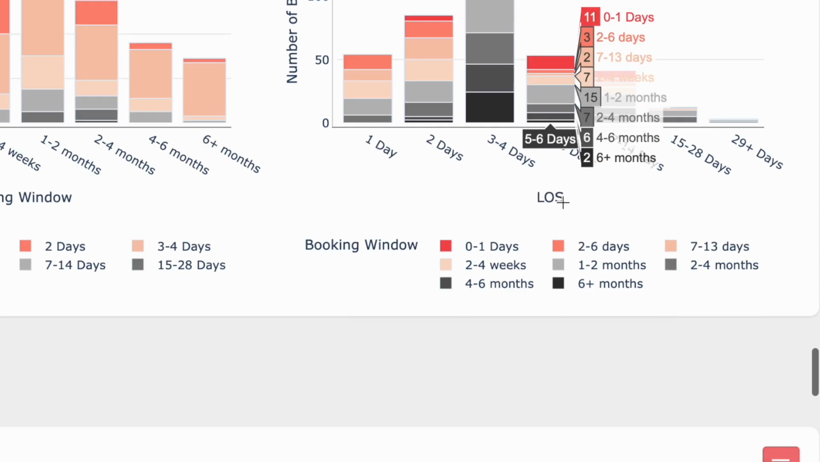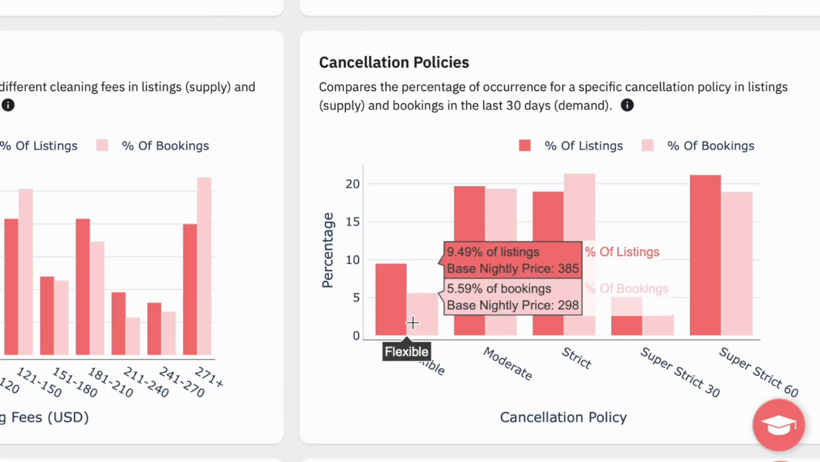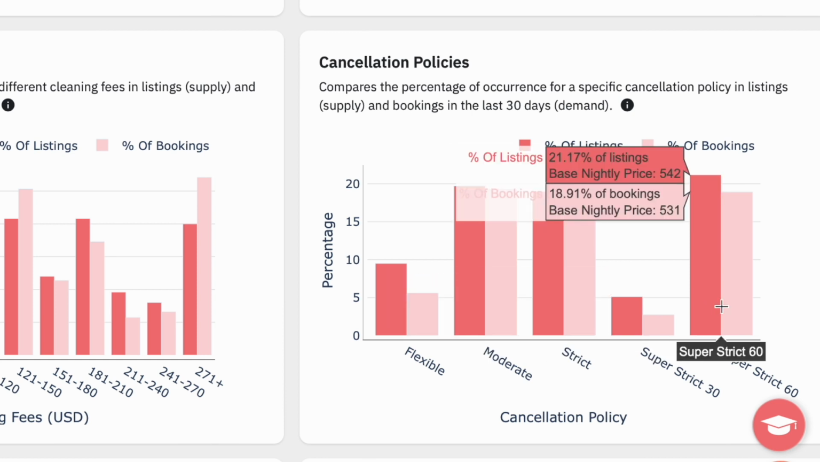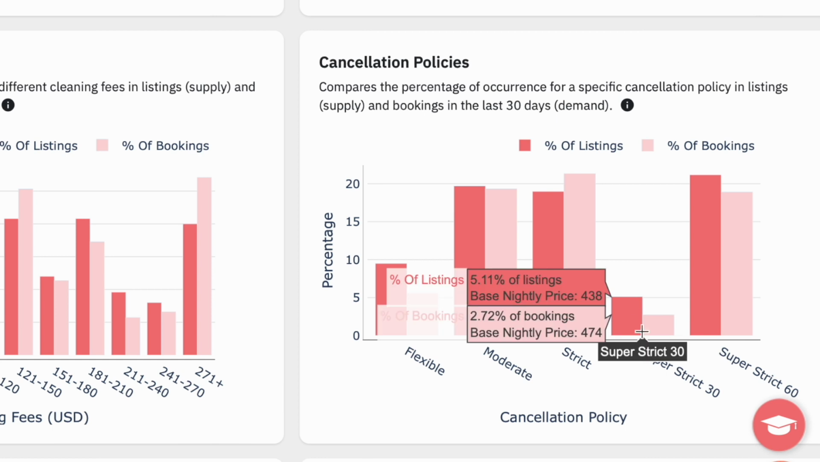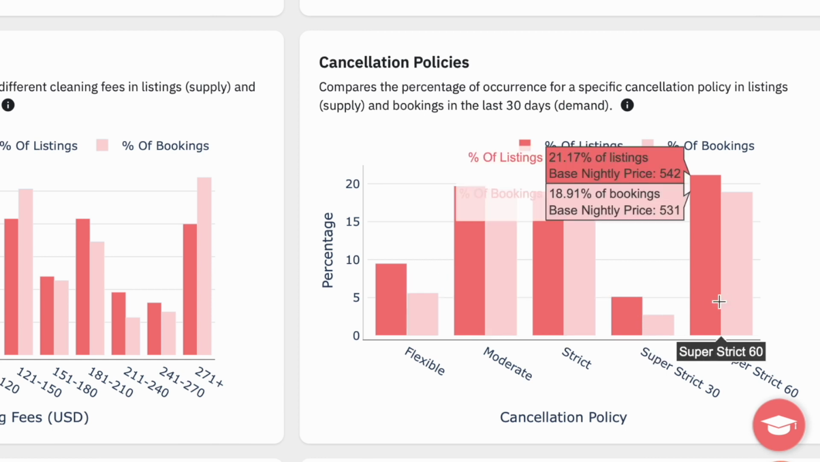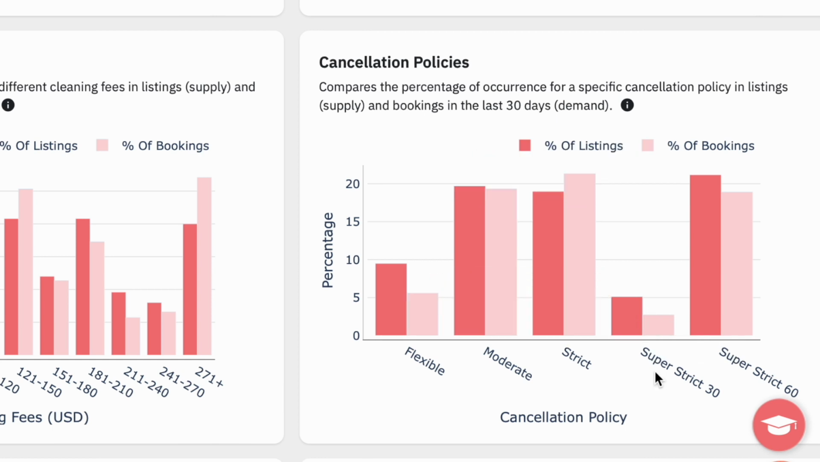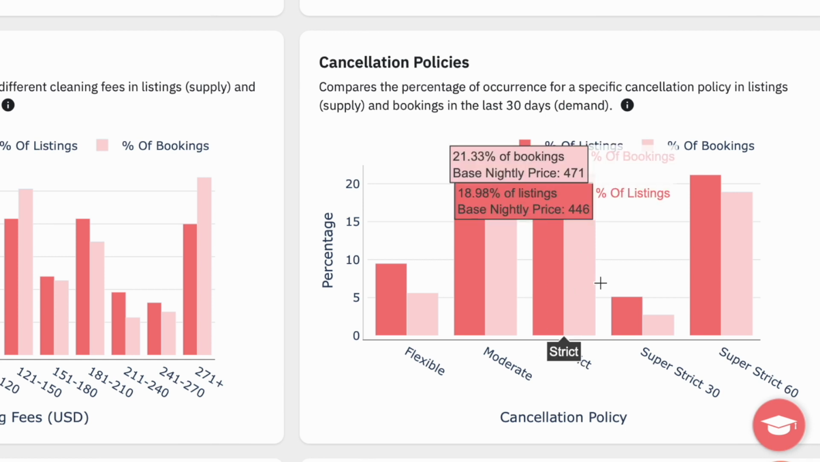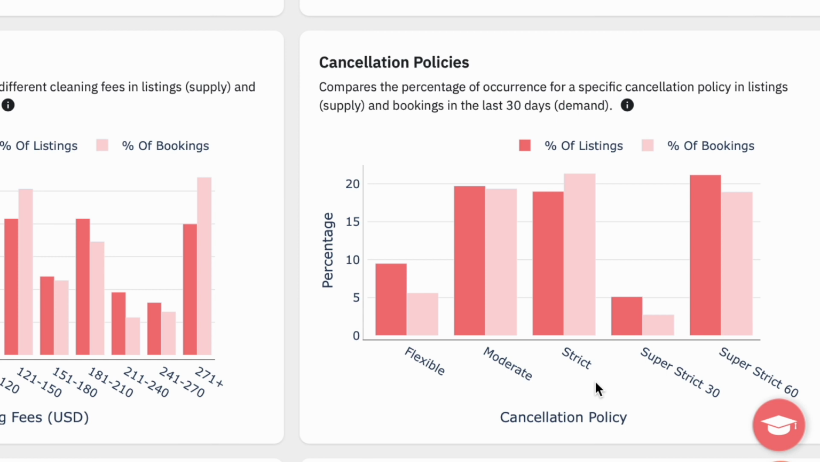The last graph on a market dashboard that is helpful is the cancellation policy graph. So on this one, you can see the percentage of listings that are set at flexible, moderate, strict, or super strict. I didn't cover super strict in my initial chart because these two are invitation only on Airbnb. And so for most people, the maximum is strict. And from here, it looks like about 20% of listings and 20% of bookings are in the strict range.